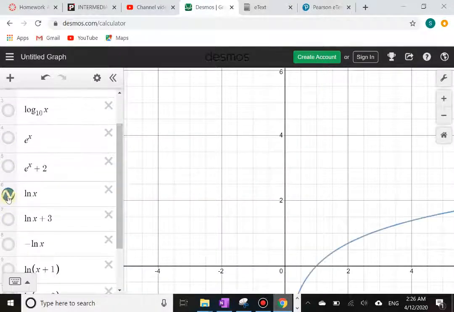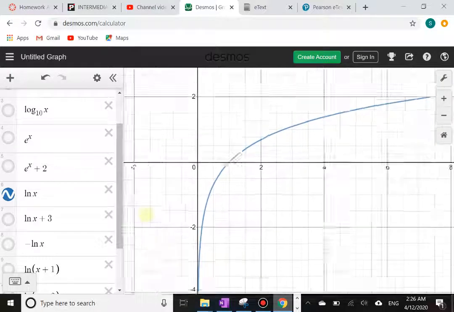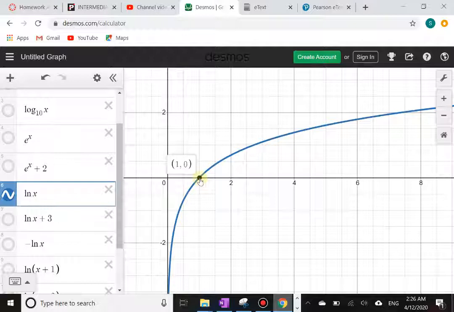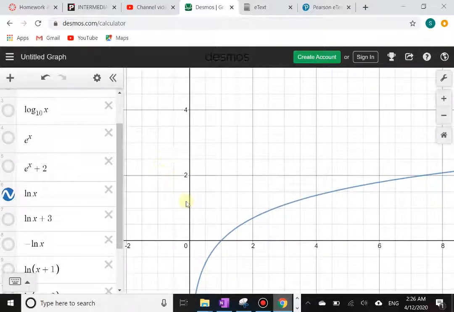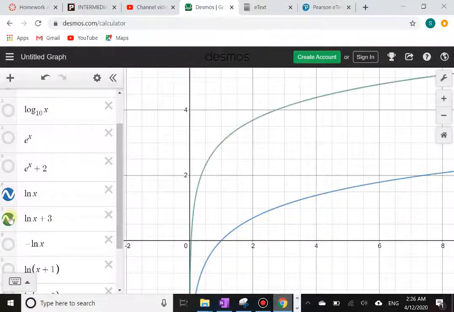And this is the graph of natural log of x. There it is. Okay, so that's natural log of x. Now ln of x plus 3. I want to make sure you see that this point is 1, 0. This point is going to move up 3 units. So I expect this particular point right in here to go right up here. And there you go.